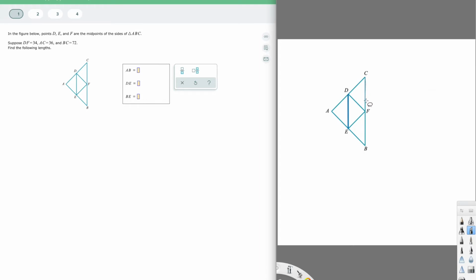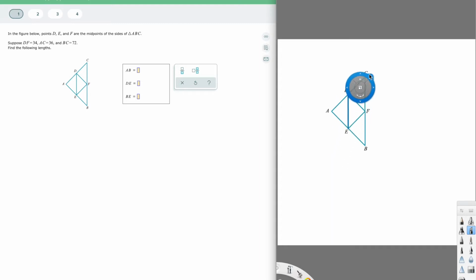So what I want to see is this here. I'm going to copy paste, and now I can move it. I've kind of stolen this one piece because what I wanted to show you is the mid-segment. I just grabbed one of them. D is a midpoint and E is a midpoint, and I connected them, so we call that a mid-segment.